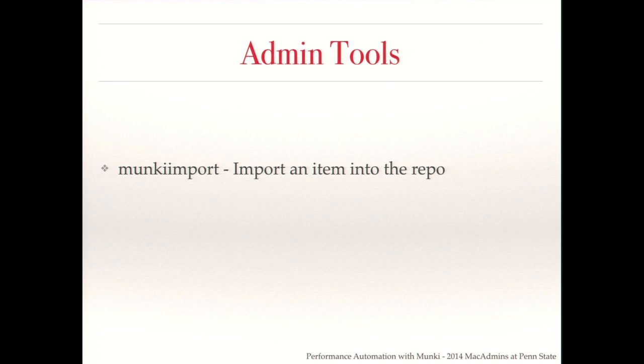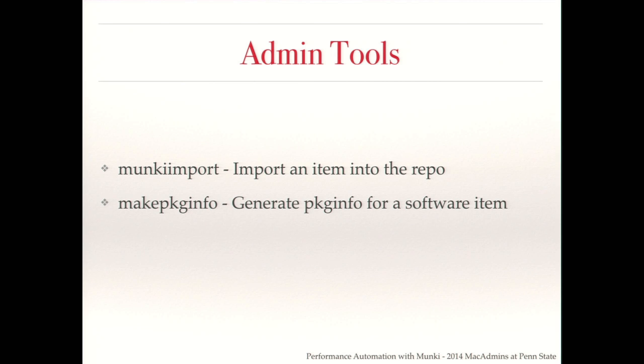So, administrative tools for Munki. Munki import imports an item into the repo. Basically just a very simple command that guides you through a wizard. Make package info generates that set of instructions. You can do it with any kind of file. So if you're creating a custom DMG with a profile in it or a plist file, you can run this command and it can generate that XML file so that you can tell Munki how to install that piece of software.